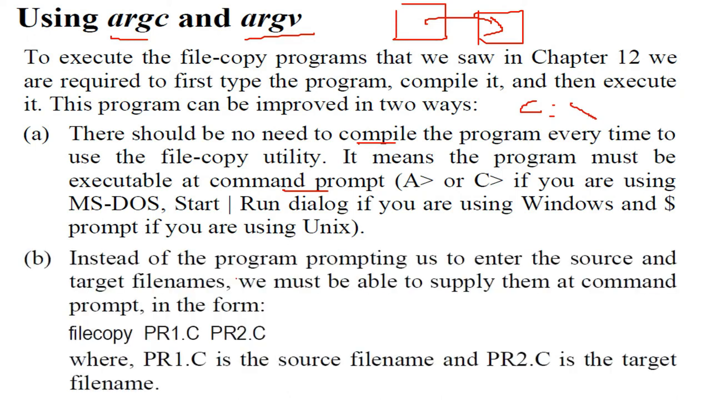The second is, rather than hard coding the input, because you are inputting the file inside the program by yourself, how about just running this program, if the name of the program is file copy, such that you input the name of the first file and the second file, you need to copy the content from this file to this file, and these two are arbitrary. You can give any file name here. So this is how we can improve the program. So how to get these things done?